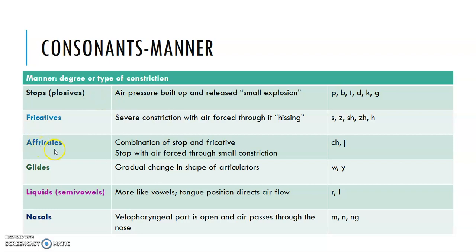Next up we have affricates, and that's a combination of a stop and a fricative. If you're in the phonetics class, it's really easy to remember because it's always going to have two phonemes listed. So for ch, we have the T and the sh created together for our t-ch sound. We also have the j sound. Next up we have glides, which is the gradual change in the shape of our articulators for our w and y. Next up is liquids, and these are more like vowels, so our tongue position is what's going to direct the airflow, and that's the r and l sound.